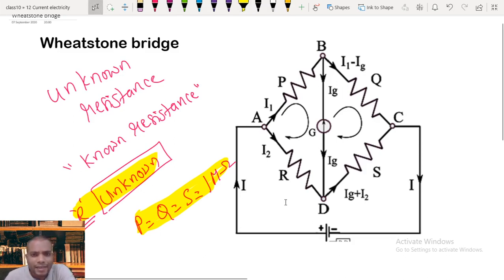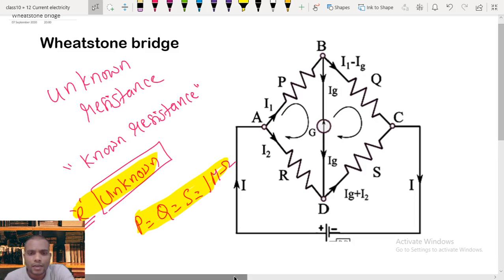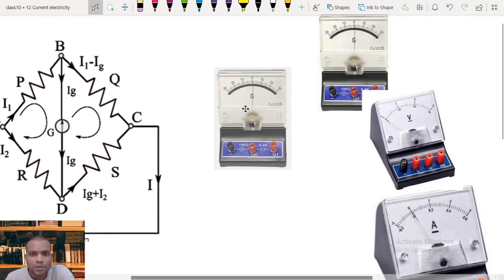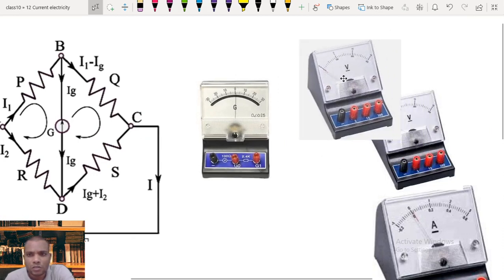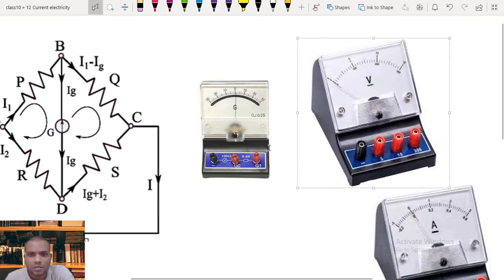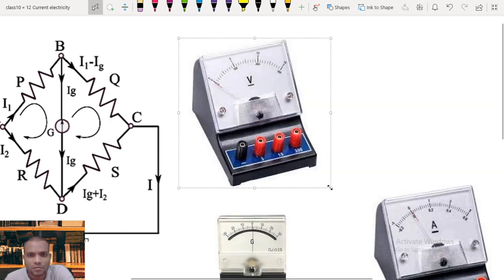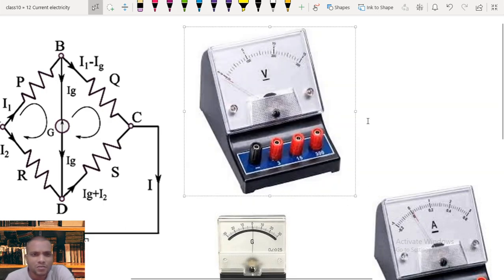Before going ahead, I would like to make you understand one more term, that is the galvanometer. From our previous knowledge, we know about the voltmeter. This is a DC voltmeter, which is used to measure the potential difference. This line represents that it is a DC voltmeter.